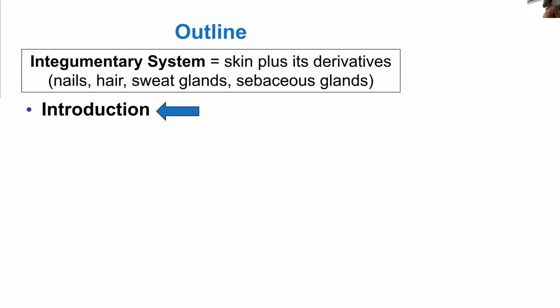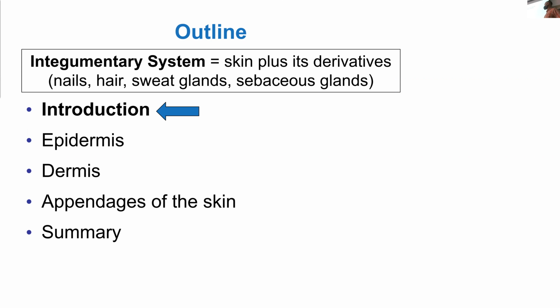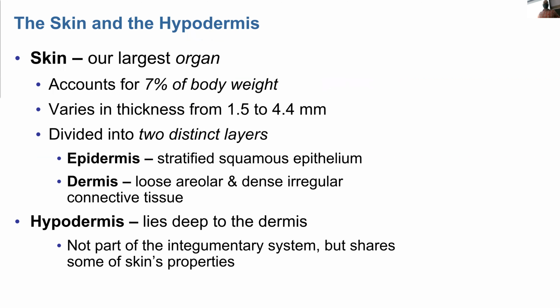I want to start off with a brief introduction, as I mentioned, and then we'll move into the epidermis and the dermis, the two primary layers of the integumentary system. And then we'll talk a little bit about the appendages of the skin, and I'll wrap things up. So the big takeaway here is that the integumentary system is the skin plus stuff associated with the skin. Let's take a look at that in a little more detail.